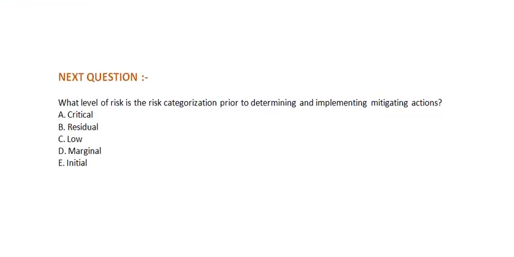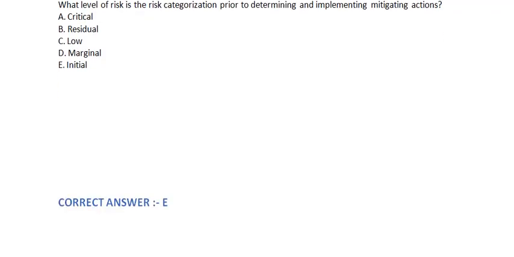Next question is, what level of risk is the risk categorization prior to determining and implementing mitigating actions? Option A, critical. Option B, residual. Option C, low. Option D, marginal. And option E, initial. And the correct answer is option E.